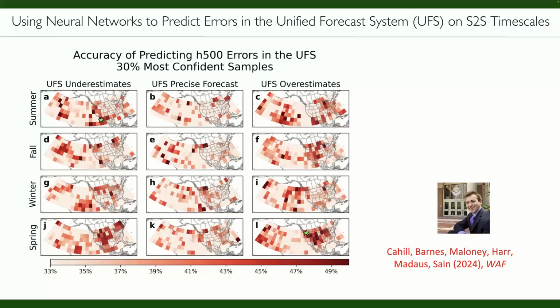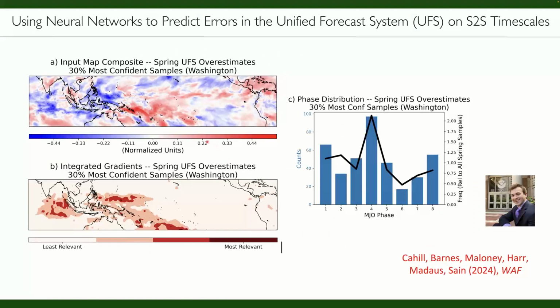Now we're going to zoom in particularly to the Pacific Northwest, and we're going to look at the tropical states that correspond to these confident overpredictions from the neural network. This is what the composite forecast state looks like for the 30% most confident overestimates of the GEFS in the Pacific Northwest. And this is OLR again. Blue here is negative OLR and red here is positive OLR. So the state that corresponds to the most confident forecast looks like something resembling MJO phase 4.